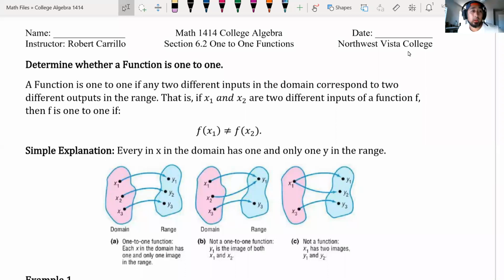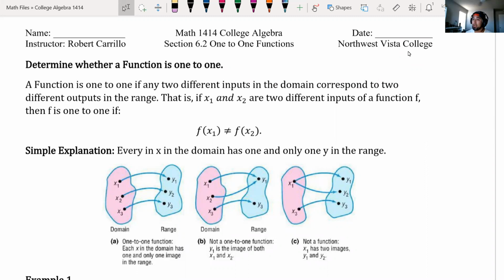Okay, so let's start. We have 6.2 today, all about one-to-one functions. What does it mean to be a one-to-one function? By definition, a function is one-to-one if any two different inputs in the domain correspond to two different outputs in the range. That is, if x1 and x2 are two different inputs of a function, then f is one-to-one if the y value of x1 does not equal the y value of x2.